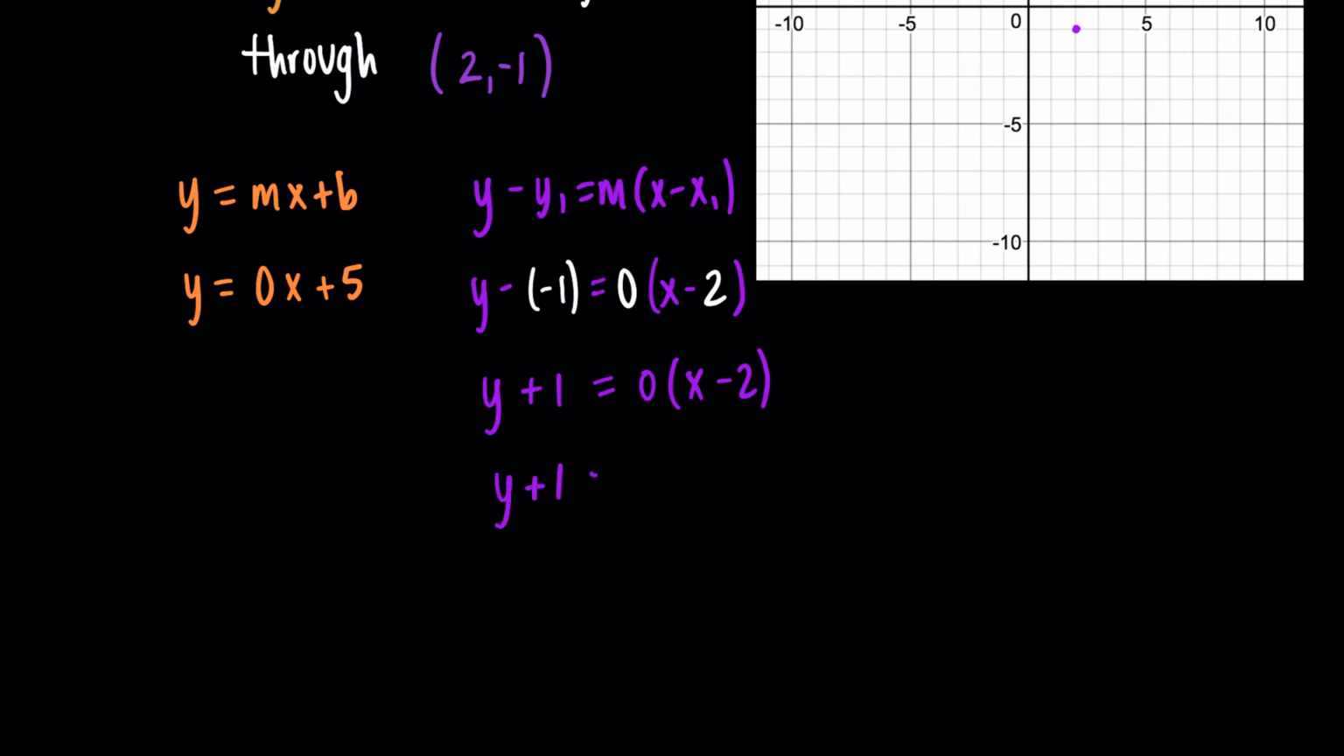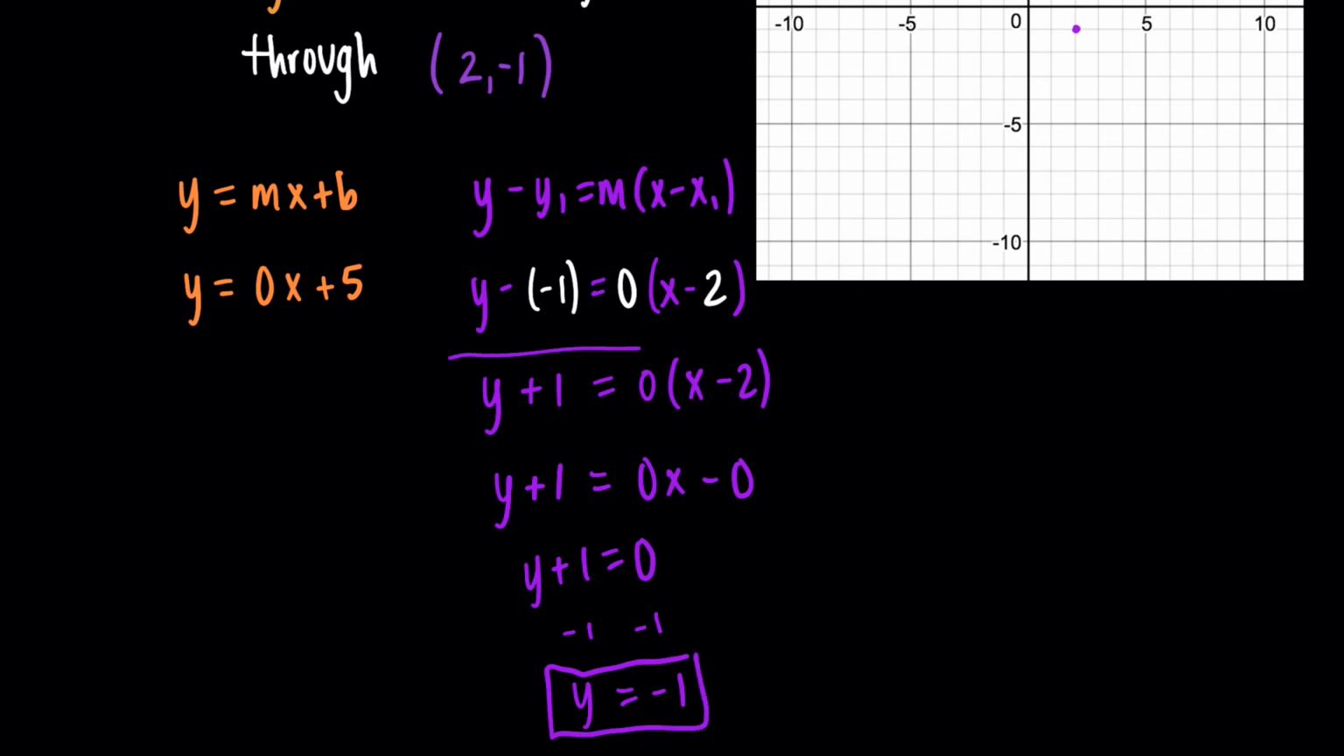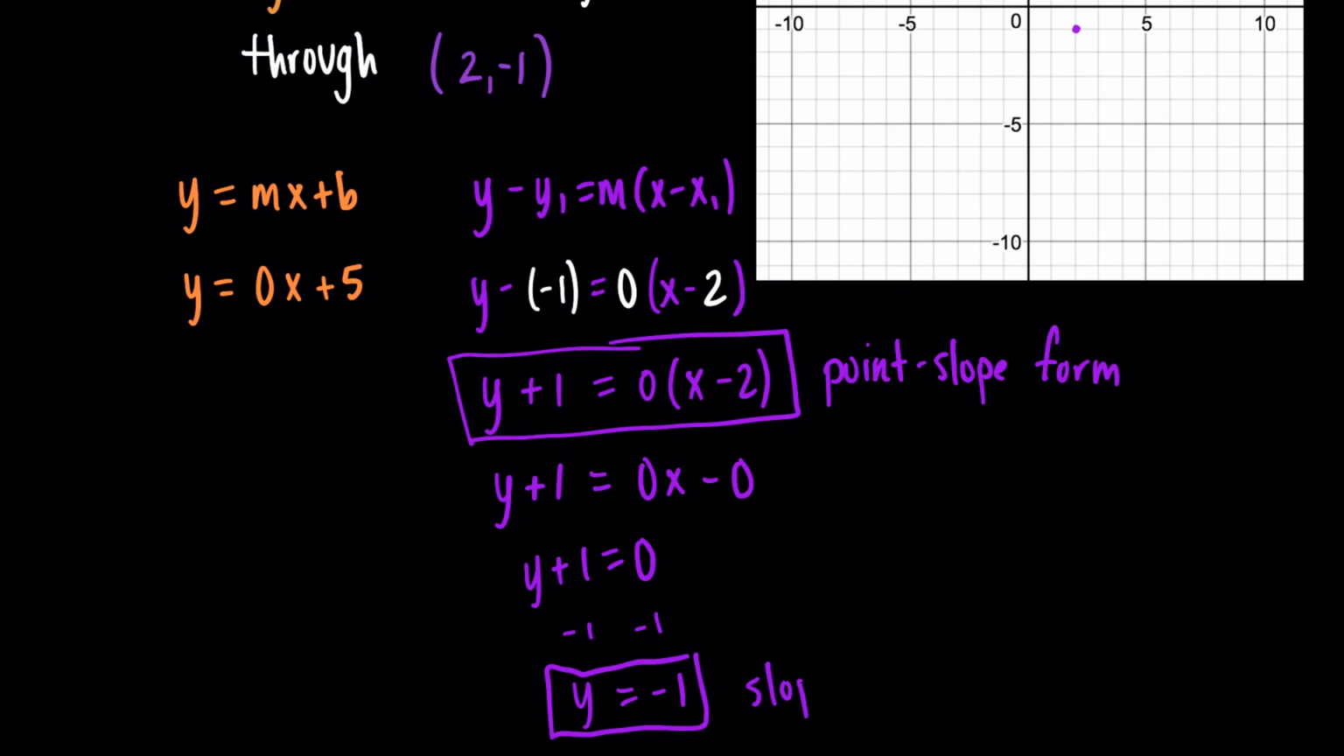Y plus 1 is equal to, if I distribute this 0 here, I'm going to have 0x minus 0, which is basically 0. So y plus 1 is equal to 0. And then if you subtract 1 from both sides, you'll get y is equal to negative 1. And I think this actually makes sense as our answer. So I guess technically that can be your point slope form right there. And this is your slope-intercept form.